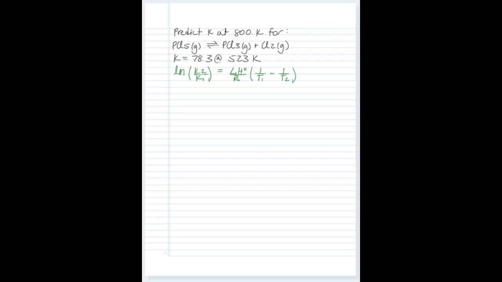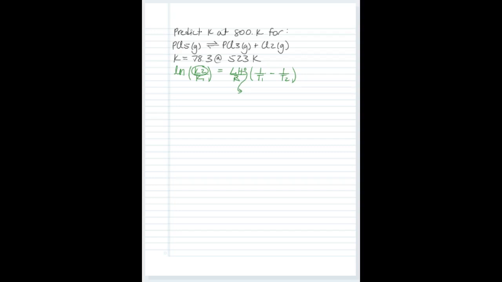So you can see your T1 and T2 in there and your K1 and K2 in there, and it doesn't matter which one you choose to be 1 and which one you choose to be 2, as long as they're paired correctly. So as long as my 78.3 goes with my 523. And so what I'm going to be looking for here is K2. I'm just going to pick that because it's my new K. And I'm given K1 and I'm given T1 and T2. But I also need delta H. So let's figure out what I can do about that.